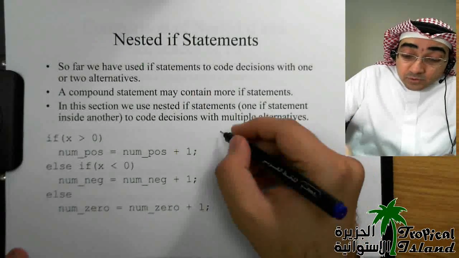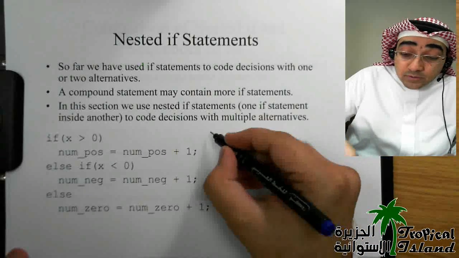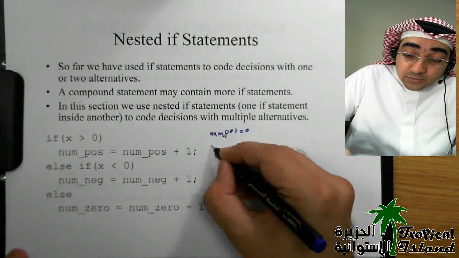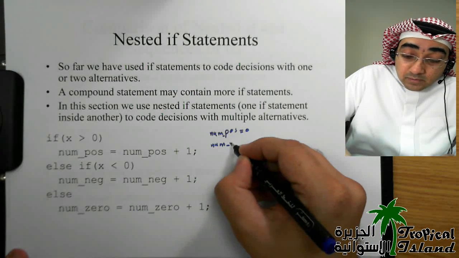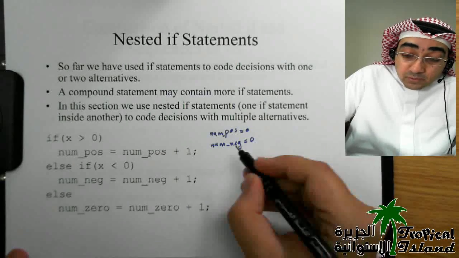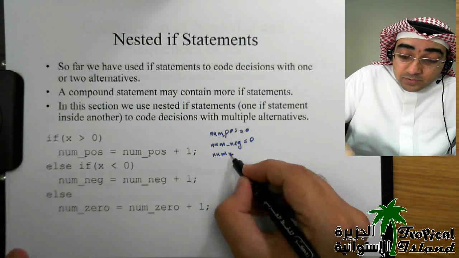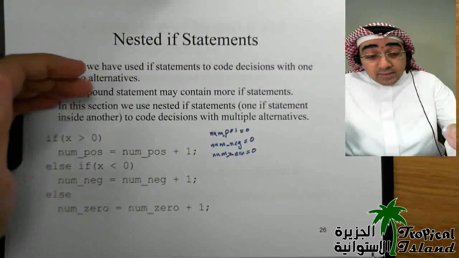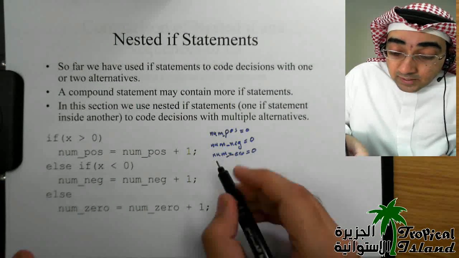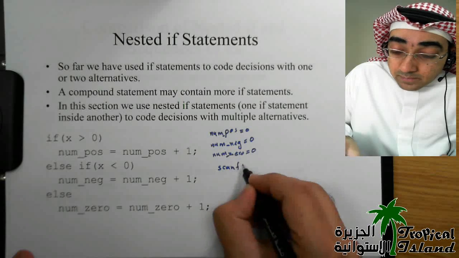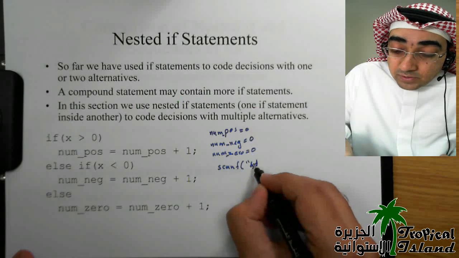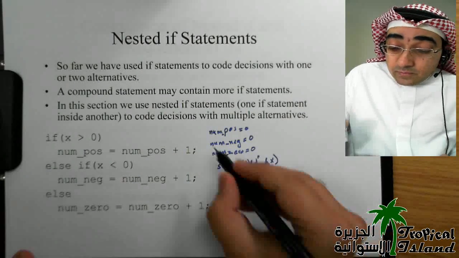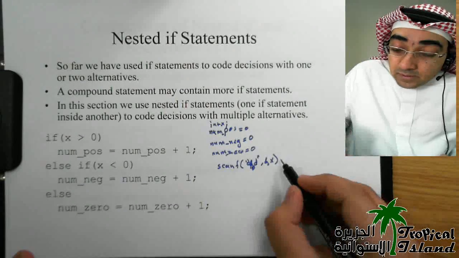Prior to this, I did not show you this in the code: num pos is equal to 0, num neg, which is number of negative numbers, equals 0, and num 0 is equal to 0. So this code I put in prior to this, and then I ask the user, so I can use scanf, and I can say percentage d, and the address of x. I have int x over here also, and the address of x.